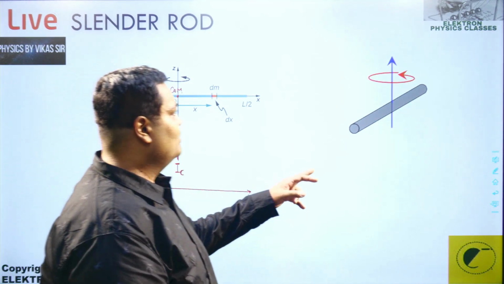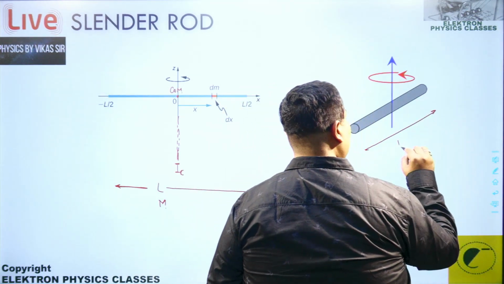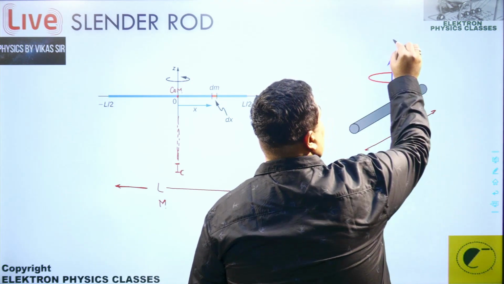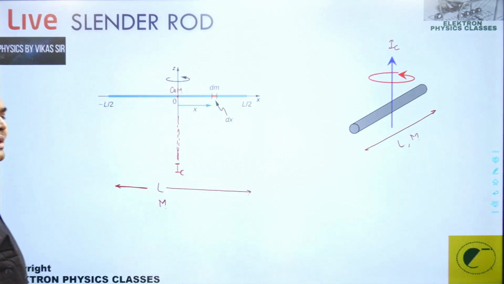A 3D view can be like this. So this complete length is supposed to be L. The mass of this is supposed to be M. And that's your centroidal axis. We need to calculate the moment of inertia about this particular axis. How do we do so?